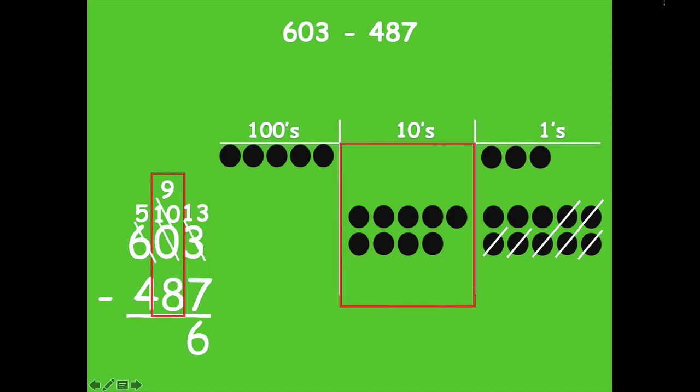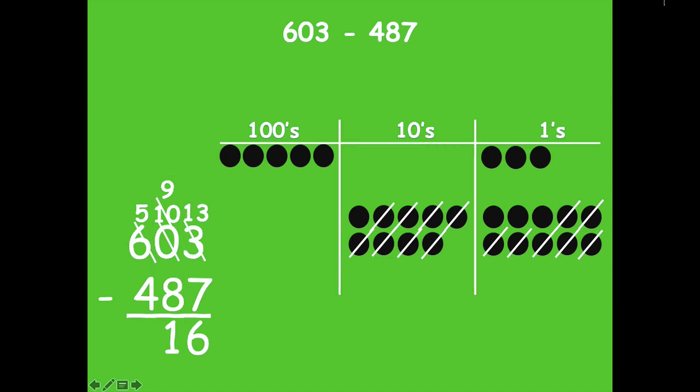I can move over to my tens place next. I have 9 tens, and I can take away 8 of them. So 1, 2, 3, 4, 5, 6, 7, 8, and I'm left with 1 ten. Move on over to my hundreds. I have 5 hundreds, and I'm subtracting 4 hundreds. So 1, 2, 3, 4, and I'm left with 100. So 603 minus 487 equals 116.